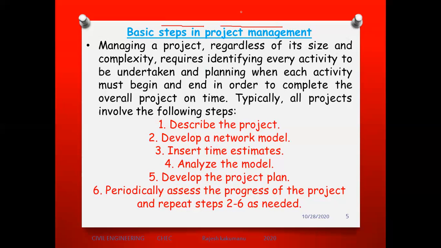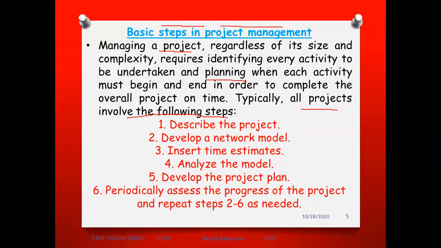So what is this saying here? Managing a project is an art, right? Whatever the size of a project, whatever the complexity of a project, it requires some planning and execution in order to complete the project at a given time. For any project, for example, in the last class I talked about the types of project, the various areas of the project: business projects, personal projects, industrial projects, right? Take any type of project, all projects involve the following steps.